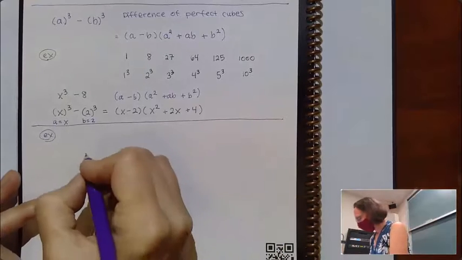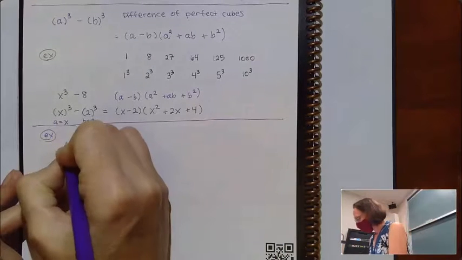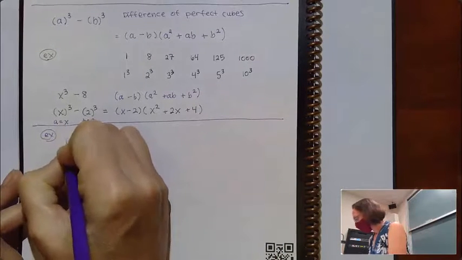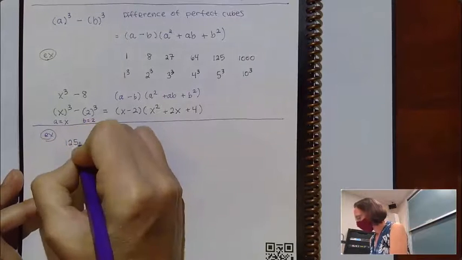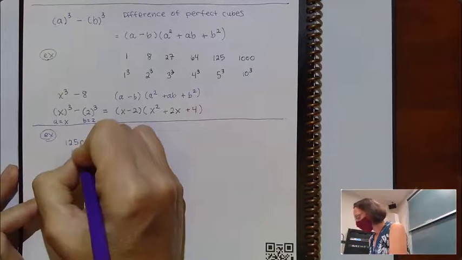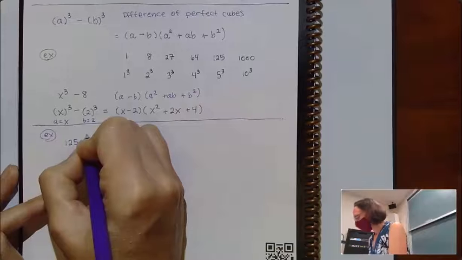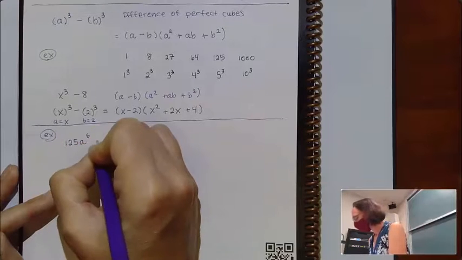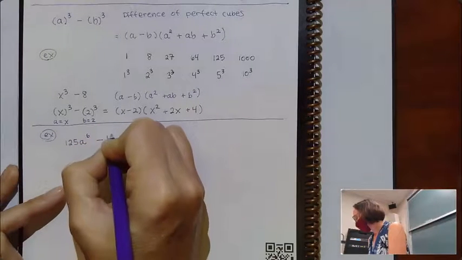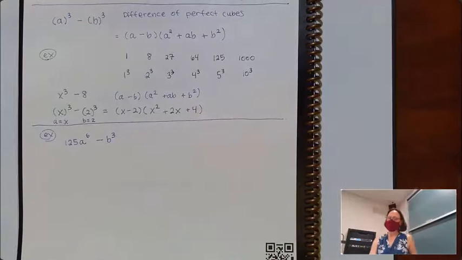So let's say that I had 125 a to the 6th minus b cubed. If that's where we started, it's starting out a little bit ugly. Stuff's pretty big, so I might do a quick check.